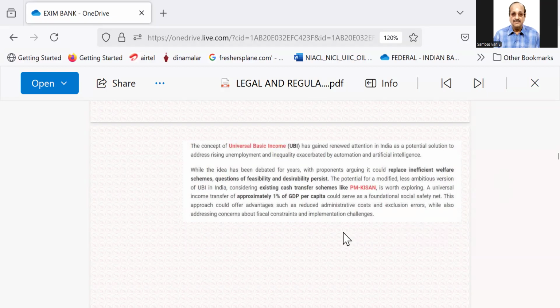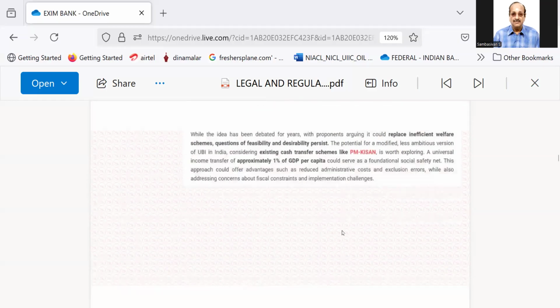While the idea has been debated for years, with proponents arguing it could replace inefficient welfare schemes, questions of feasibility and desirability persist. The potential for a modified, less ambitious version of universal basic income in India, considering existing cash transfer schemes like PM Kisan, is worth exploring. A universal income transfer of approximately 1% of GDP per capita could serve as a foundational social safety net. The approach could offer advantages such as reduced administrative costs and exclusion errors, while also addressing concerns about fiscal constraints and implementation challenges.